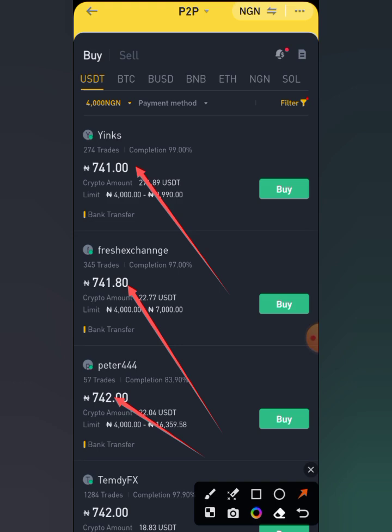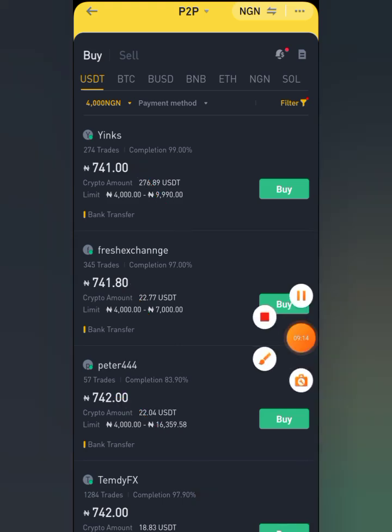So I'm going to show you how you can set up your ad so that it will show even when you are not a verified merchant. So to get that done, you must meet some requirements by Binance before you can start posting adverts.